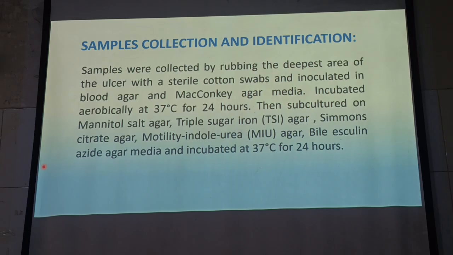Samples collection and identification. Samples were collected by rubbing the deepest area of the ulcer with a sterile cotton swab and inoculated in blood agar and MacConkey agar media. Incubated aerobically at 37 degrees Celsius for 24 hours. Then subcultured on mannitol salt agar, triple sugar iron agar, Simmons citrate agar, motility indole urea agar, bile esculin azide agar media and incubated at 37 degrees Celsius for 24 hours.